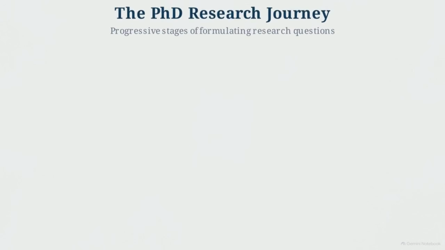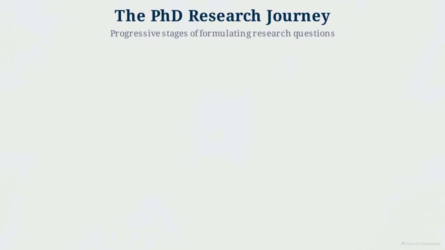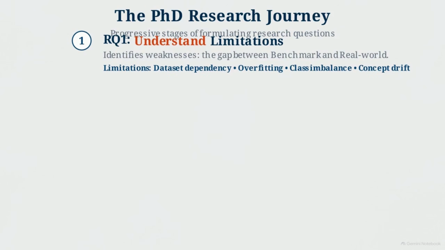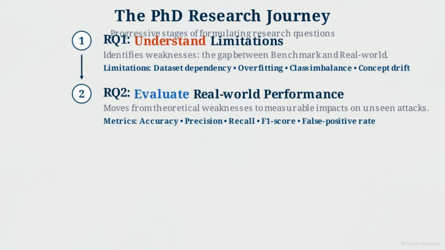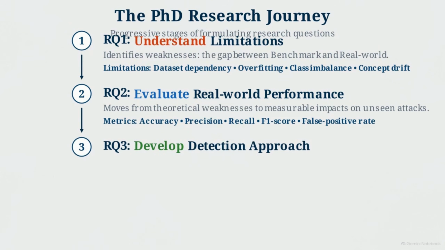This tiered list maps our extracted components directly into focused research questions. We start by establishing a baseline. Research question 1 asks, what limitations affect the generalizability of existing approaches? We must understand current weaknesses before proposing improvements. Research question 2 moves from understanding the limitations to measuring their actual impact. We ask how the performance of existing models changes when evaluated against real-world traffic.